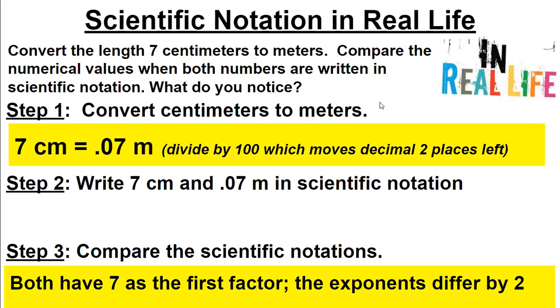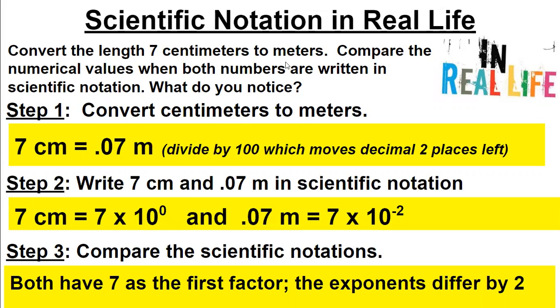And then we're going to write 7 centimeters and 0.07 meters in scientific notation. So 7 centimeters, believe it or not, you can do this. 7 times 10 to the 0. What do we know about 10 to the 0? What is any number to the 0 power? It's 1, right? So it's really 7 times 1, which makes sense because we want to have 7 as our answer. And then 0.07 would be 7 times 10 to the negative 2, because we move our decimal 1, 2 spots to the right. And then we compare them, and you can see the answer already there.